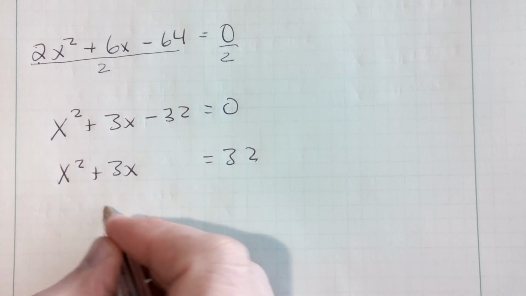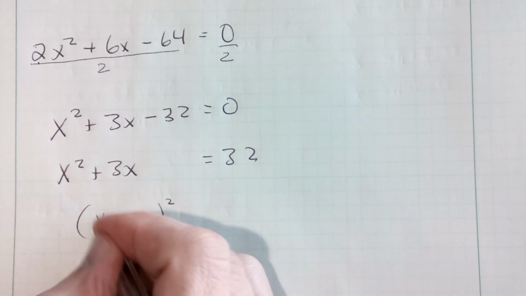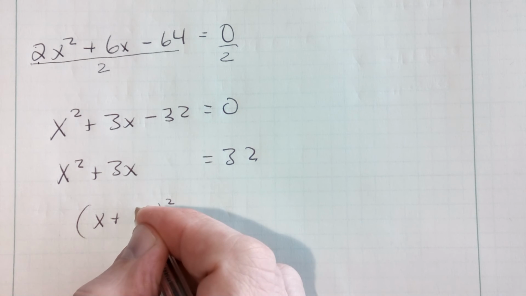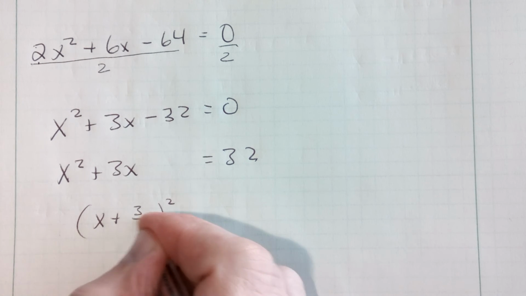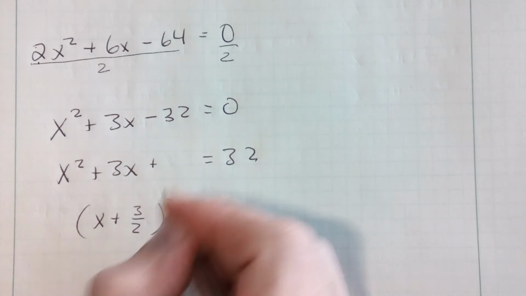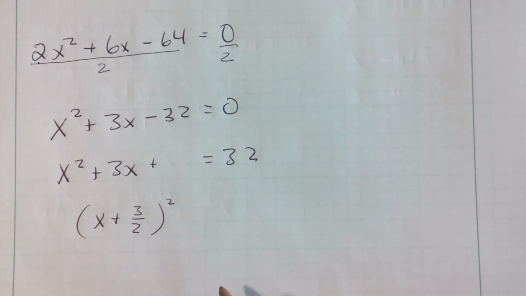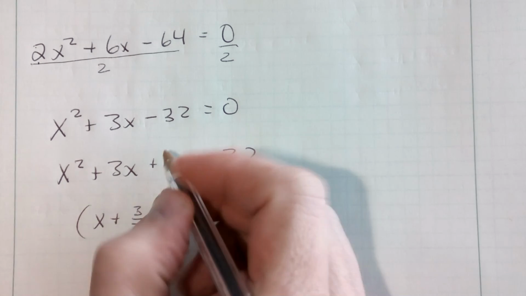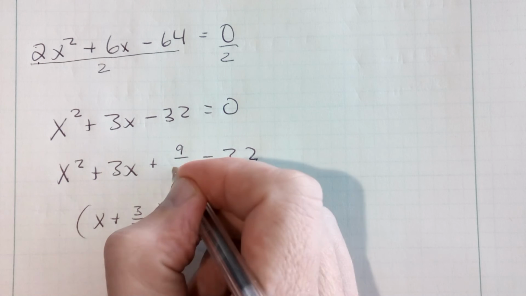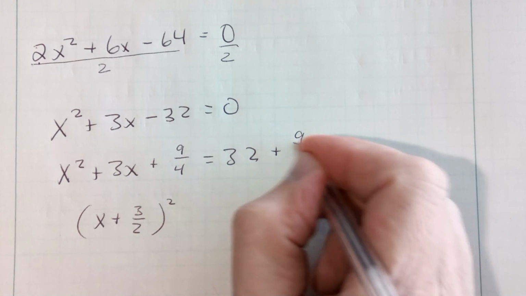Now I'm going to take half of 3. Again, I recommend keeping it as a fraction. 3 over 2 is half of 3, 3 halves. Now when I square 3 halves, I can square 3 and I can square 2 a lot easier than I can square 1.5. So I square 3, get 9, square 2, get 4. If I add 9/4 to the left, I must add 9/4 to the right.